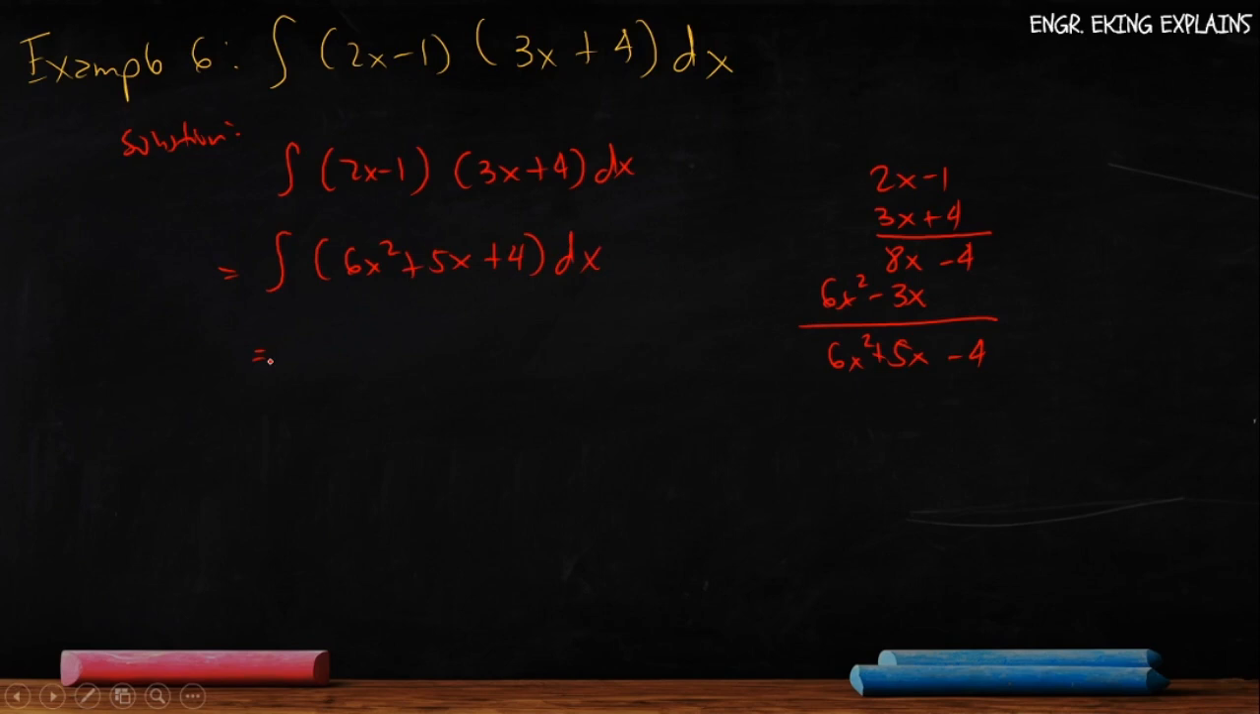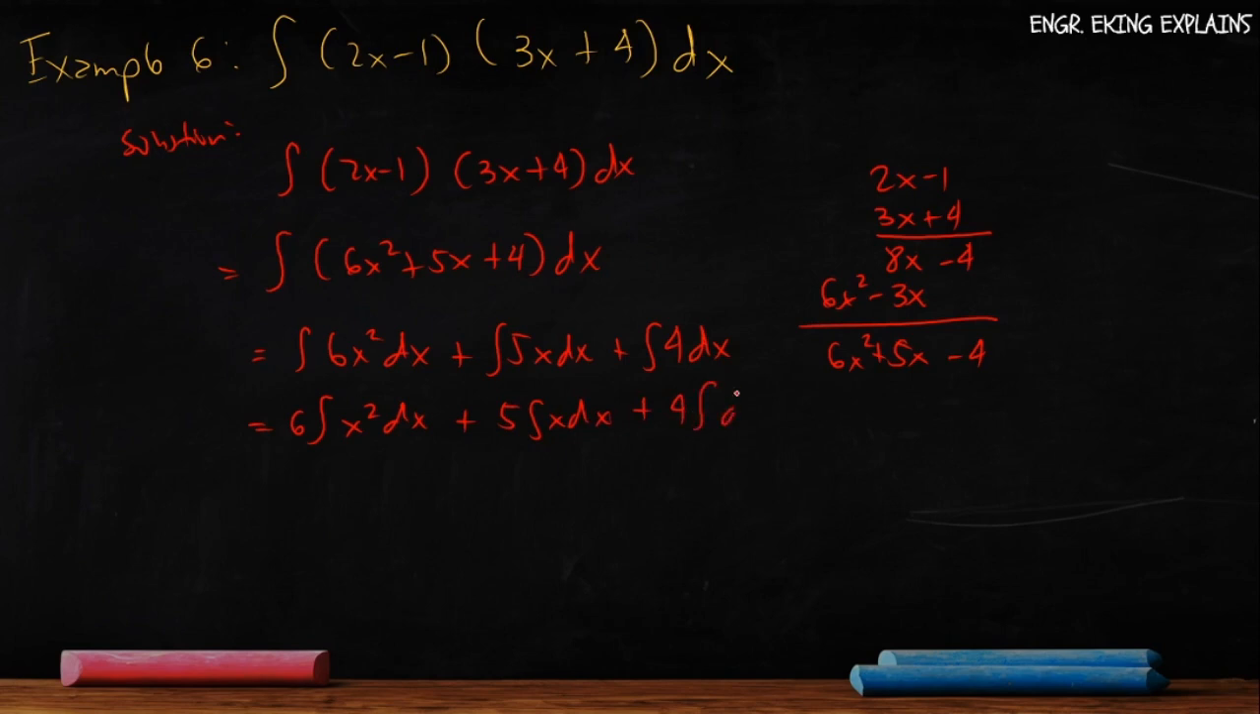Okay, so we just put that one here, 6x squared plus 5x minus 4 dx. Then what we are going to do now is to distribute: 6x squared dx plus 5x dx minus 4 dx. Then we just put the constant outside. So 5x dx and 4 dx. So this will be n equals 2, n equals 1. So we have 6.